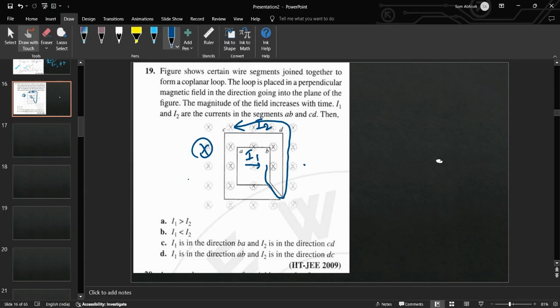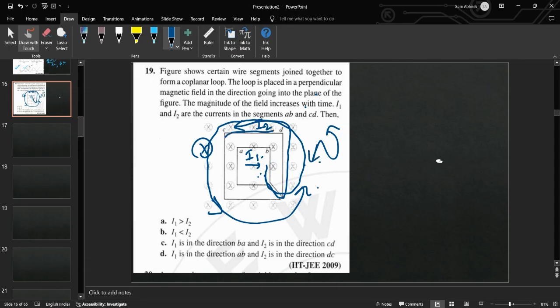So the current will be in such a way that it will oppose the magnetic flux increasing through the loop. That's why the final current is something like this, which will create a north pole. So the I2 direction is this, and it originates from I1, which is this. It goes like this to make a north pole, which opposes the incoming magnetic field. So I1 is in the direction AB, I2 is in the direction DC. I hope you understood.